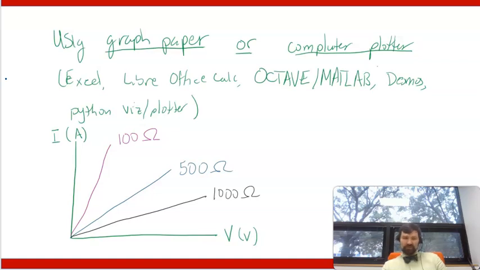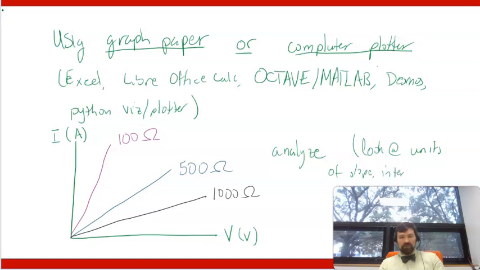One of them will look awfully close to this axis. The other one may look awfully close to this axis for the points chosen. That's all right. You have to analyze them. It's always the same analysis, so analyze these. That means get the slope and intercept. And then, look at the units of slope and intercept. And you're comparing to Ohm's law.